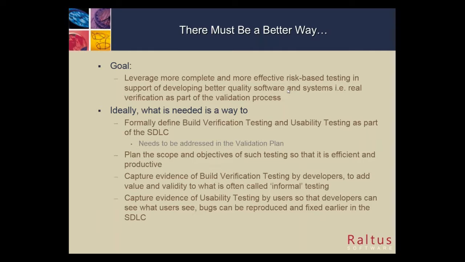For a validated system, we still need to do that. So we need to plan the scope and objective of this testing to make it efficient and productive. We want to be able to capture evidence of the build verification testing which the developers do, because if the validation plan says that we're going to do this because it adds value, it improves quality, we need to capture evidence of this testing by the developers. And also we want to be able to capture evidence of usability testing by the users, again, so that the developers can see what the users saw, they can reproduce the behaviors of the system, understand what happened, figure out why, and fix some of these bugs earlier in the software development life cycle, where it's less expensive to fix these issues rather than formal testing.